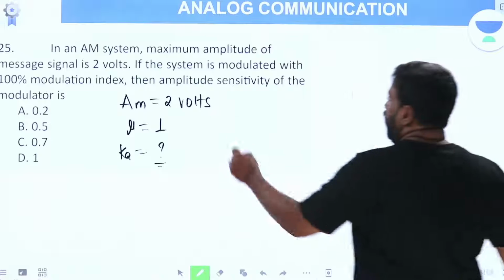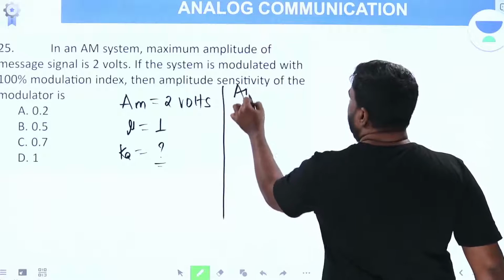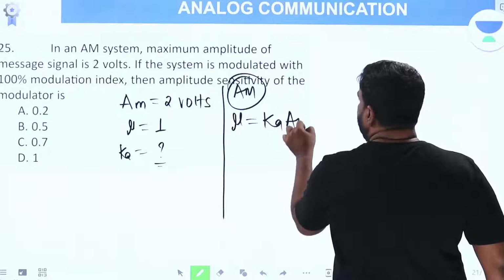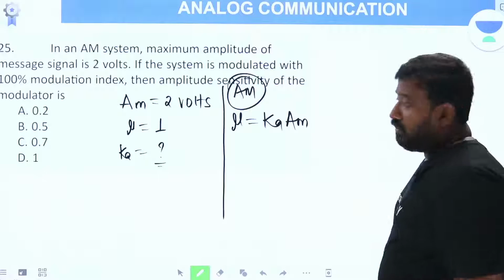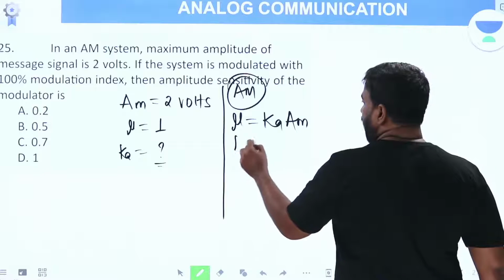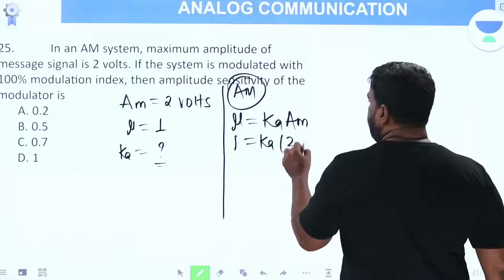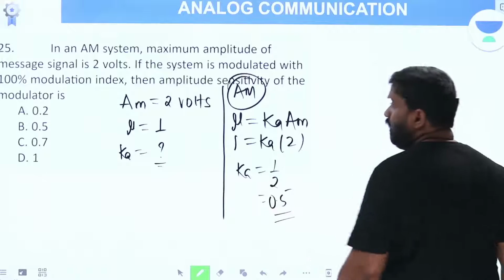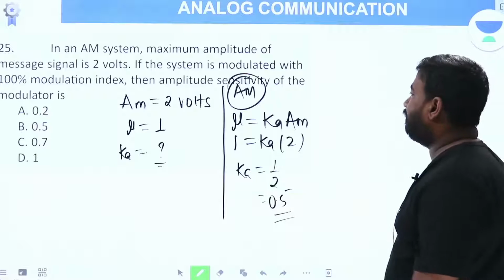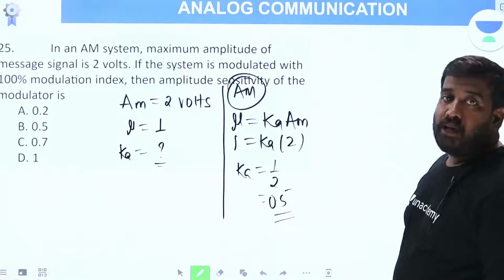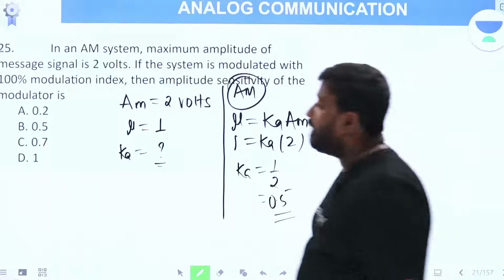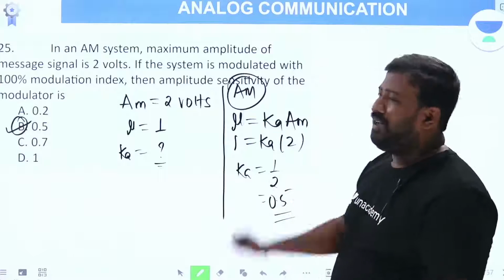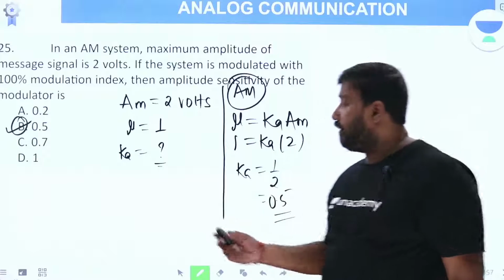Now, you know the modulation index in an AM system: modulation index mu is equal to Ka into Am. For 100% modulation, mu is 1. So 1 equals Ka into 2. Ka is 1 by 2, 0.5. Ka value is 0.5. Option B is the answer. Simple, am I right? When compared to all the other questions, this is very simple. Okay? Next question.